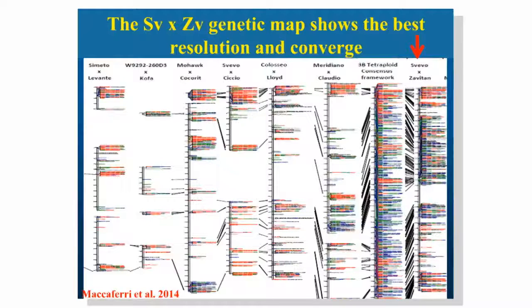And work done by Maccaferri et al. recently, a great paper, shows consensus mapping. And you can see the different maps aligned to the hexaploid wheat chromosome, the only chromosome that was sequenced. So you can see in our maps, the Svevo and Zavitan, that it shows the best resolution and coverage. And this shouldn't surprise, because as I was mentioning earlier, the genetic variation that exists in wild wheat is higher. And this is why we have resolution in regions that are fixed in domesticated wheat. So that's genetics, that's the beauty of it.